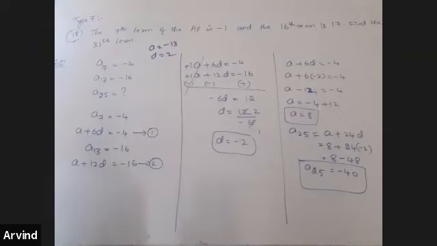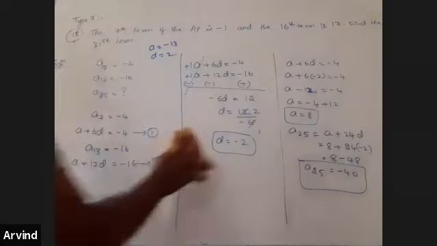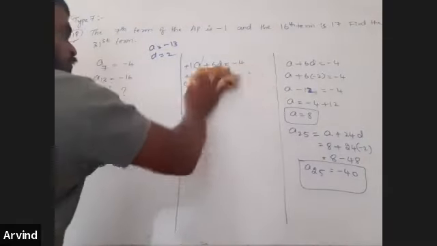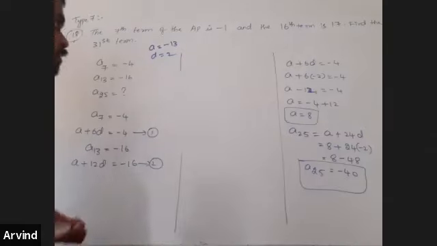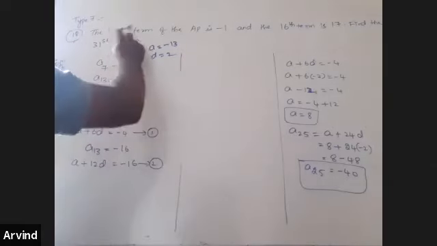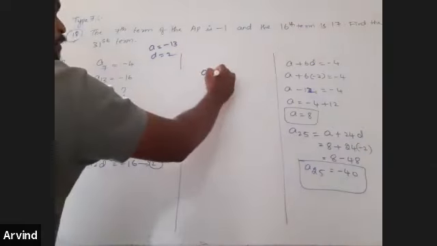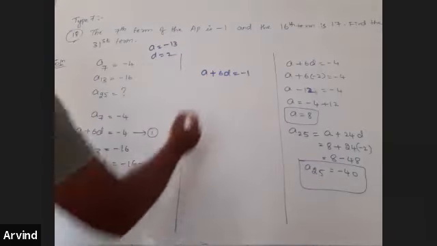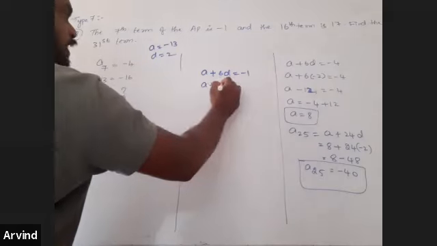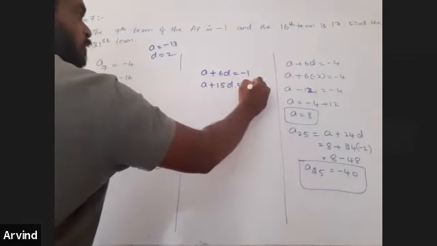Sir, I am getting D equals minus 2. You would have made some mistake in the calculation. Just check. Minus 2 is not possible. It's possible when the A value is positive. But let's check it out. The seventh term is minus 1, so you would have got A plus 6D equal to minus 1. And the 16th term is 17, so A plus 15D equal to 17.